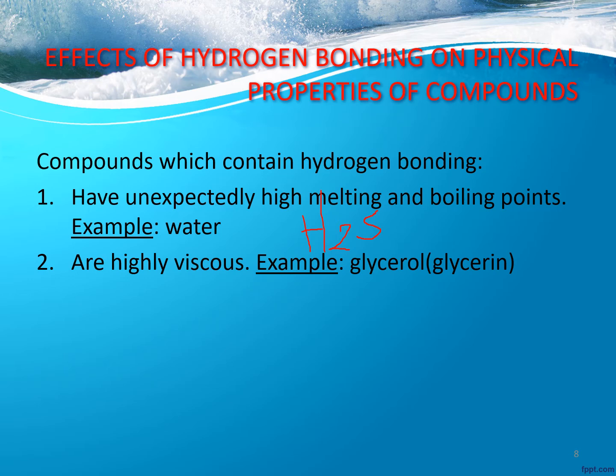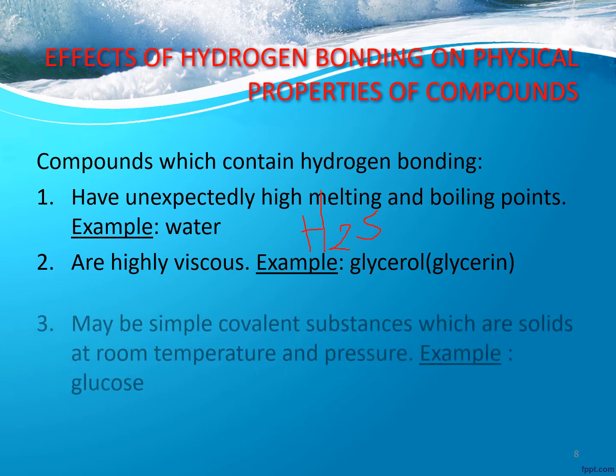They are also highly viscous, and here we can give the example of glycerol, or glycerin, the commercial name. Glycerin, you know, this substance which is used in cosmetic products. You know how viscous it is. So as the magnitude of hydrogen bonding increases in a substance, then it becomes more and more viscous.